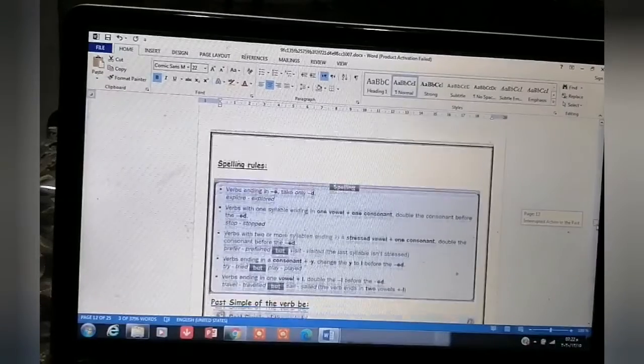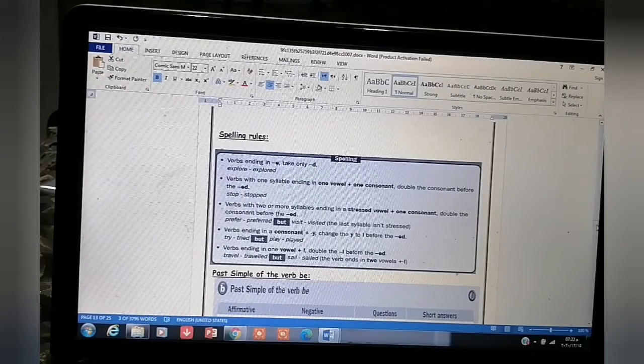We have the spelling rules, if you remember. We said that verbs ending in E take only D. For example, explore, the word already ends with E, so we're going to add only the letter D. Explored, okay? Verbs with one syllable ending in one vowel plus one consonant, we are going to double the consonant before the ed, like stop, stopped, okay? Stop, stopped. Travel, traveled, okay?